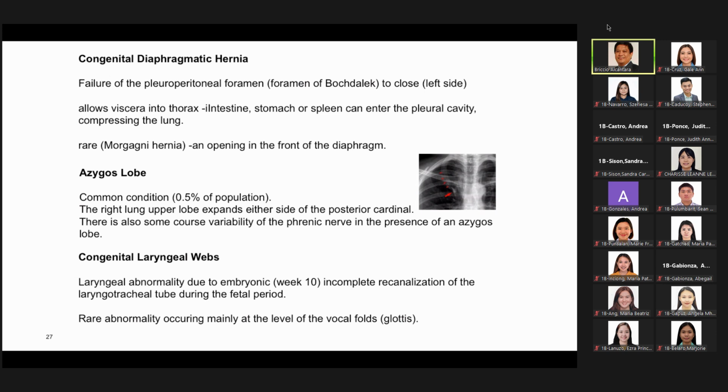Another is your congenital laryngeal webs, class. The laryngeal abnormality is due to incomplete recanalization of your laryngotracheal tube during the fetal period. So it should recanalize at week 10, class. At week 8, it is still a solid tube. At week 10, it should recanalize so that you will not form your laryngeal webs. Okay. A rare abnormality among them will be at the level of the vocal folds or your glottis.